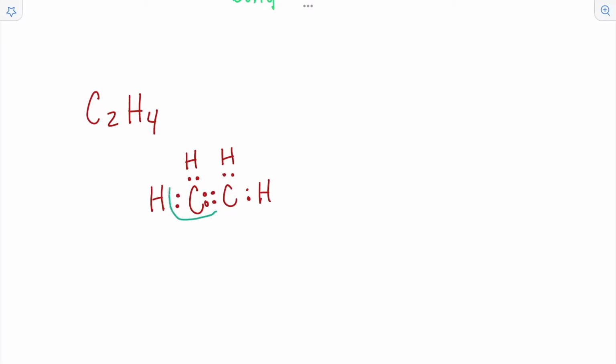This carbon has 8 electrons at its table. This carbon also has 8 electrons at its table, and each hydrogen has 2 electrons at its table. So it's going to look like this.